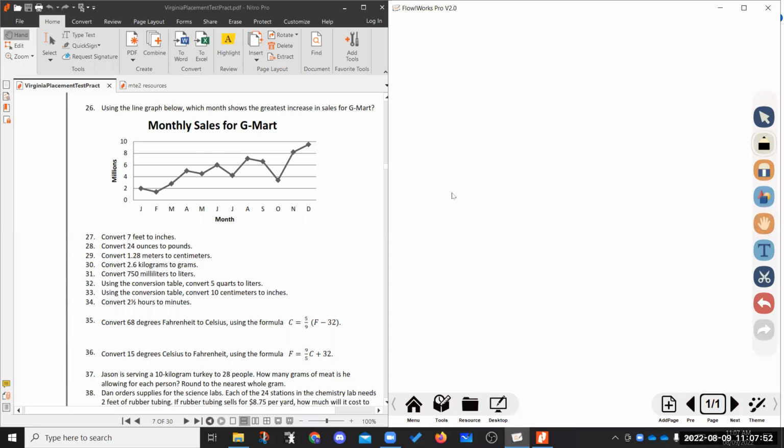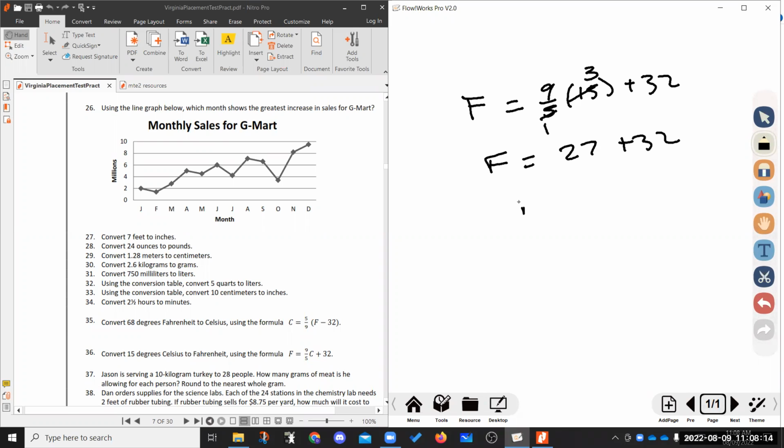The next problem asks us to go the other way and to convert 15 degrees Celsius to Fahrenheit using the temperature conversion that F is equal to 9/5 C plus 32. 5 goes into 15 3 times. It's going to be 27 plus 32, which is going to be 59. All right, degrees Fahrenheit. The last one was degrees Celsius.